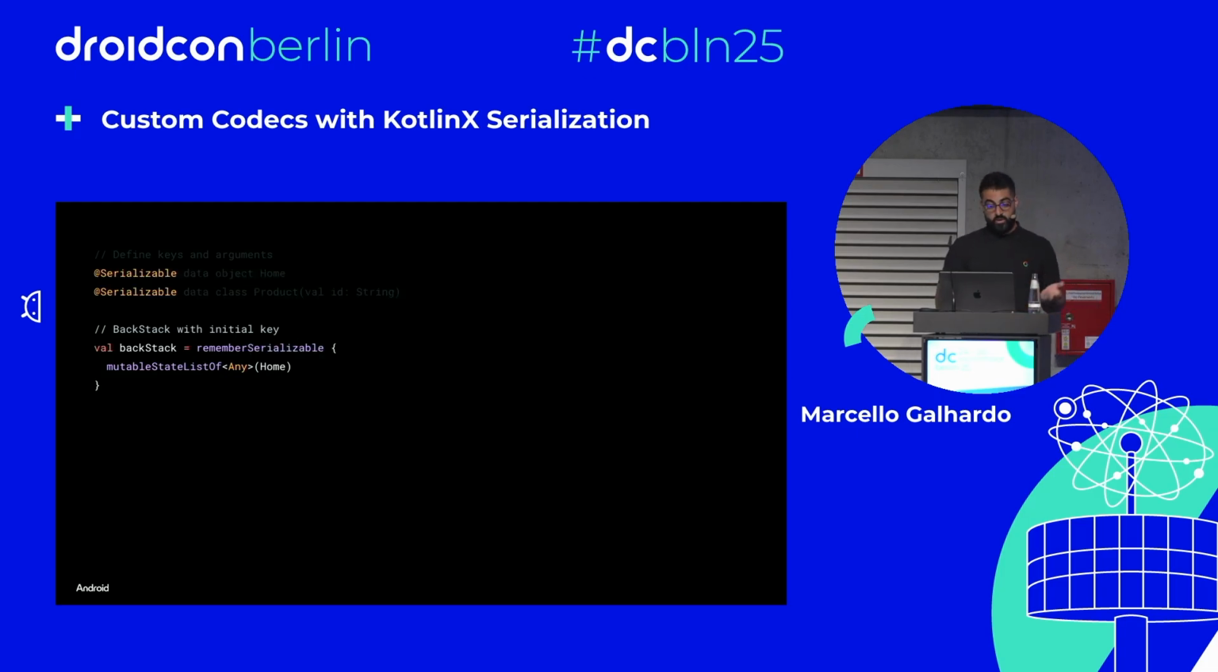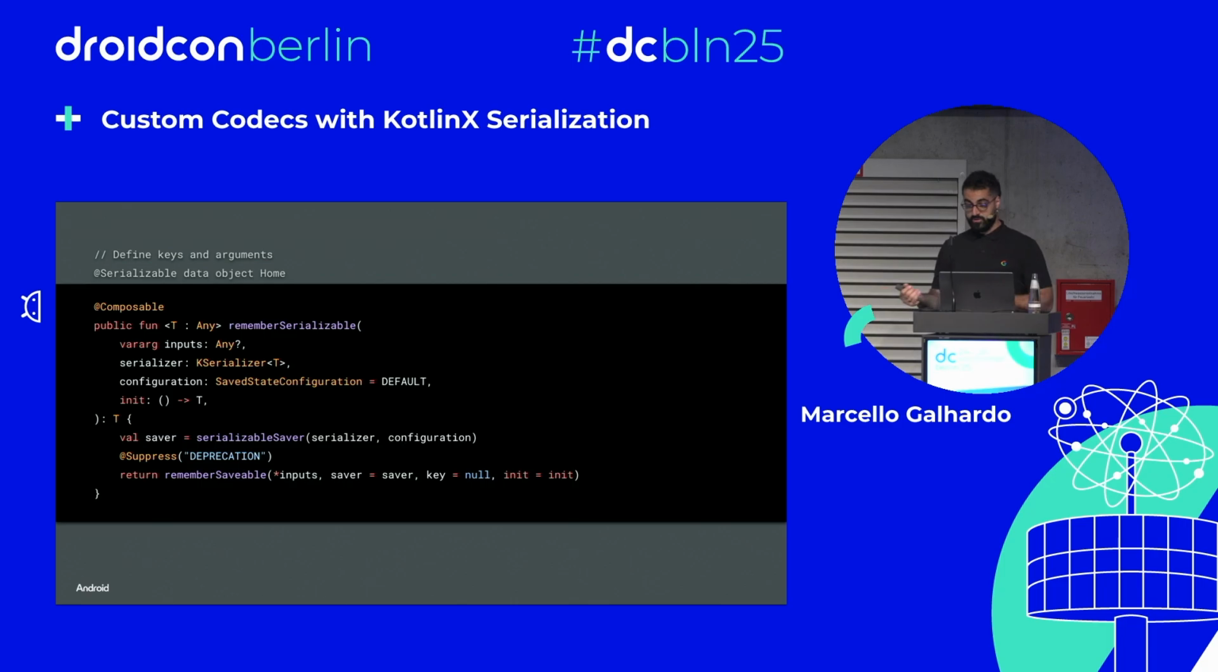Users generally want to come back to the app in the same state they left. So actually, the right API here would be rememberSerializable, which is a public API we provide that is very similar to rememberSaveable, but uses KotlinX Serialization to do the saving. That way, the backstack is remembered in memory, but it is also saved and restored with serialization. This is the rememberSerializable function. It's a generic composable that works with any type T and takes the inputs to trigger recomposition, a serializer for type T, a SavedState configuration defaulting to our provided config, and an init block to create the initial value.